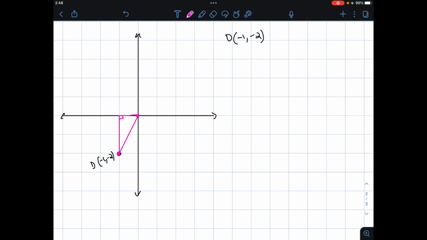Now, this is going to make my angle theta not that blue angle that I just drew. What do we call that blue angle? See if you can come up with it. That blue angle theta is called the reference angle, okay?